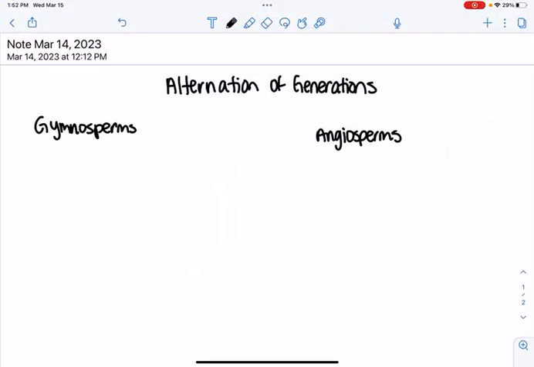Alrighty guys, so let's review alternation of generations and gymnosperms and angiosperms and give some real life examples. So remember, gymnosperms are the ones that have cones, angiosperms are the ones that have flowers, and even though one has cones, one has flowers, they both reproduce with seeds because they're both vascular. Non-vascular plants do not have seeds, but both of these do.